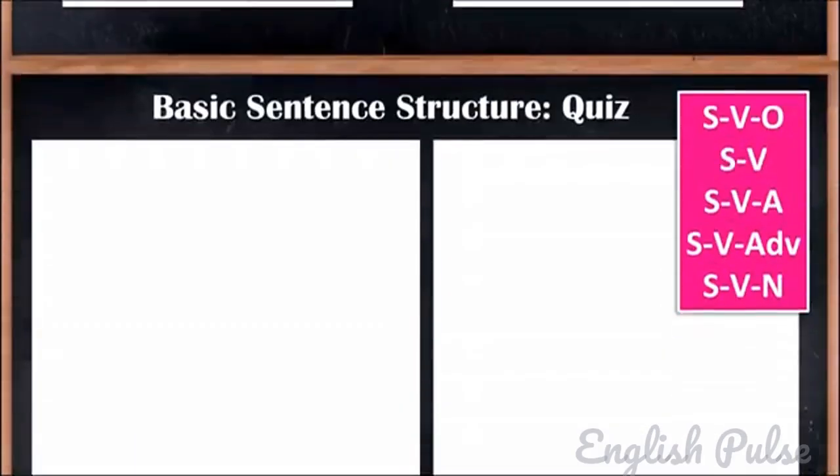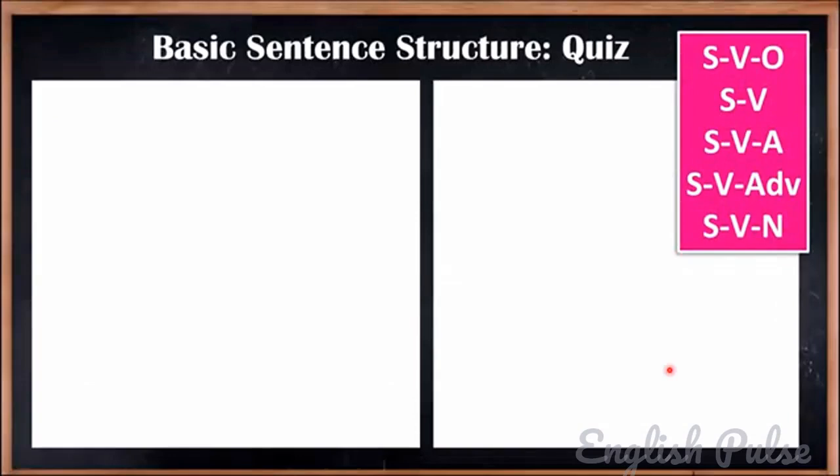So now it's time for our quiz. I'm going to read 10 sentences in total, and you have to identify the sentence pattern. We have subject, verb, object, subject, verb, subject, verb, adjective, subject, verb, adverb, and subject, verb, noun.